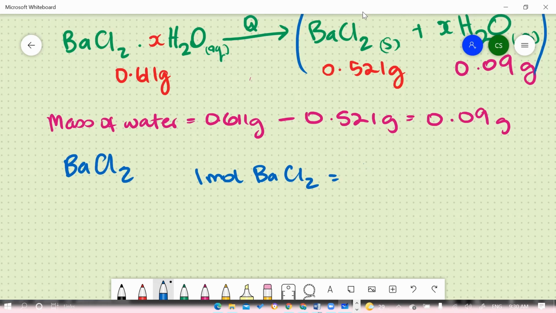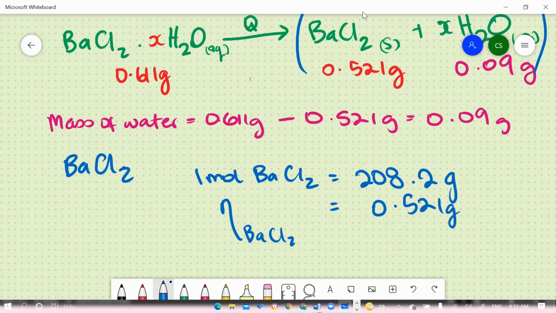You're supposed to get that fraction, 208.2 grams. So this is basically telling us that 1 mole of BaCl2 is equal to 208.2 grams. Now we're going to find how many moles, x moles, are in 0.521 grams.